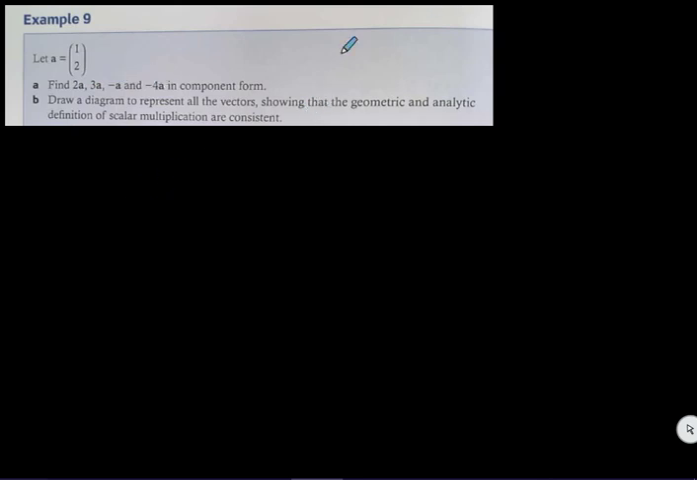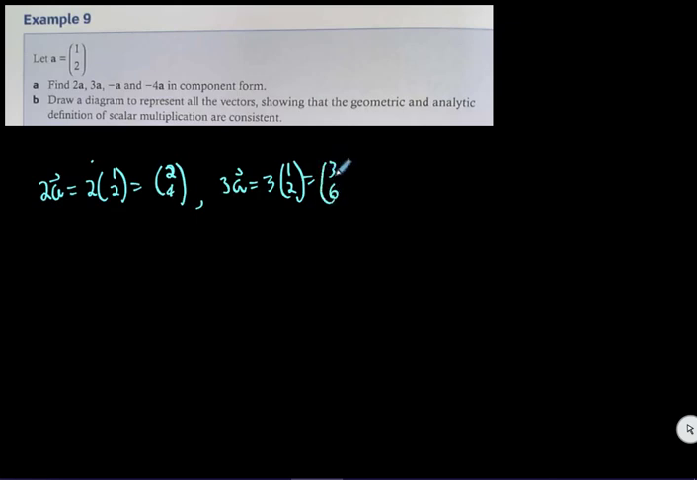So if this is a, and I wanted to find the vector 2a, what would that be equal to? That would be equal to 2 times 1, 2, which is the vector, using the scalar multiple that we saw on the first page, 2, 4. A little sloppy there, but that's 2, 4. Good. So next one is 3a. Well, that's the same as 3 times 1, 2, which is going to be 3, 6. So that's that column vector.